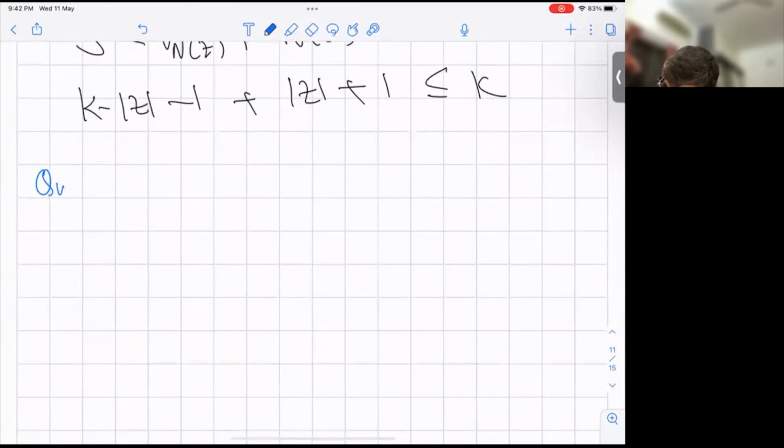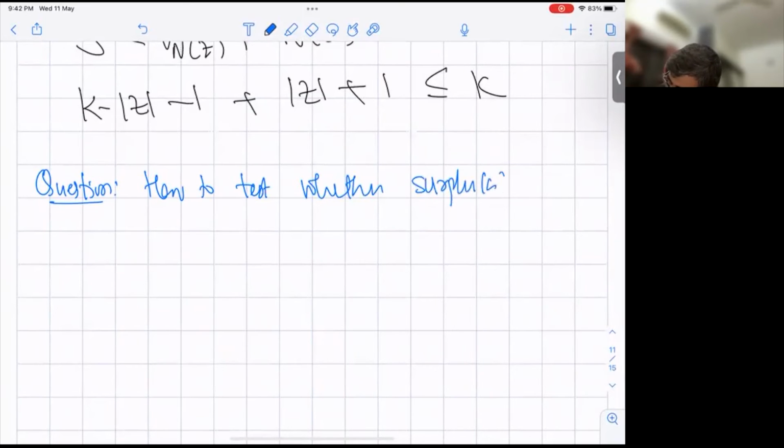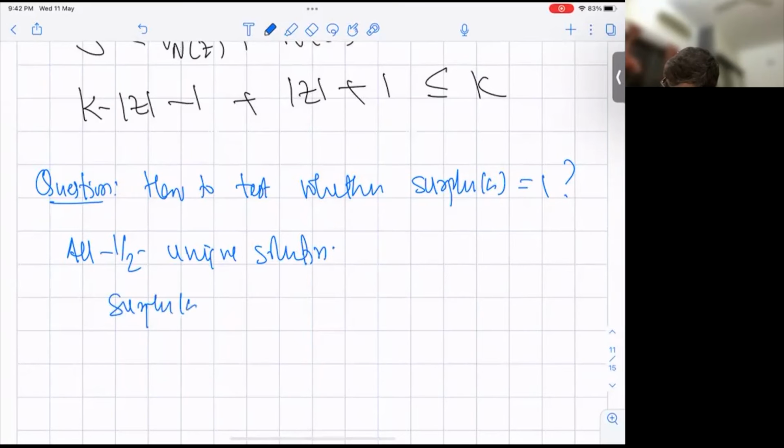So the question is, how to test whether the surplus of G is equal to 1. First thing, all-half unique solution implies what? The surplus of G is at least 1. This much we know. But is it at least 2 or equal to 1? That's what we want to distinguish between. So let's first check: is there a surplus 1 set?